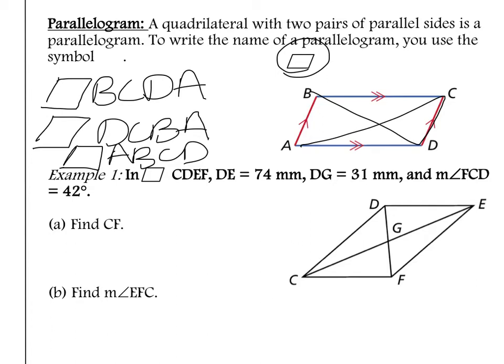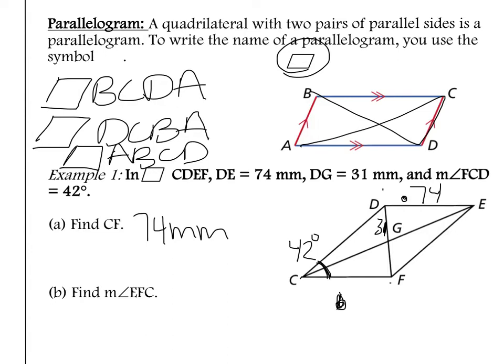Okay, so let's look at one of these. First thing you always want to do is, of course, label all of your sides. DE is 74, DG is 31, that's hard to see. And the measure of angle FCD, this whole thing right here, is 42 degrees. So find the measure of CF. Well, CF is an opposite side with DE, and we know that opposite sides of a parallelogram are congruent. So if this is 74, then the opposite side has to be 74.